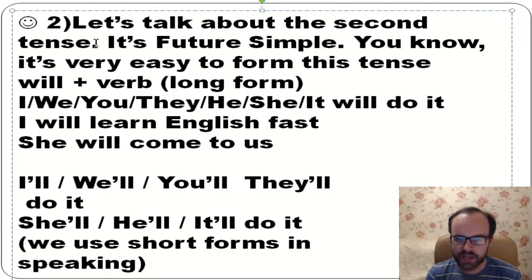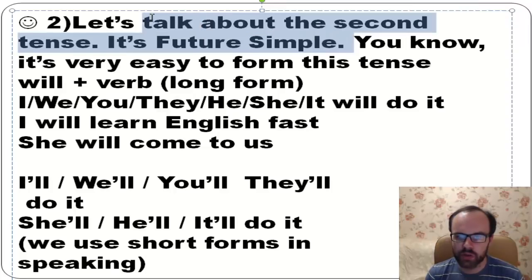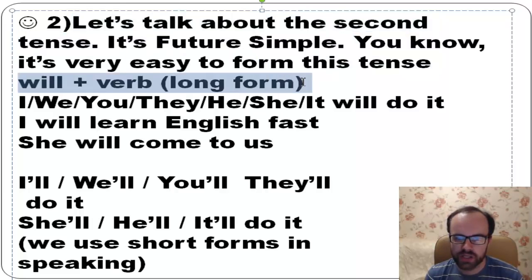Let's talk about the second tense. It's future simple. It's very easy to form this tense. Will plus verb. So it's a long form. I will do it, we will do it, you will do it, they will do it, he will do it, she will do it, it will do it. I will learn English fast. She will come to us.